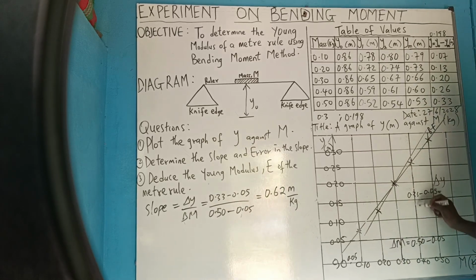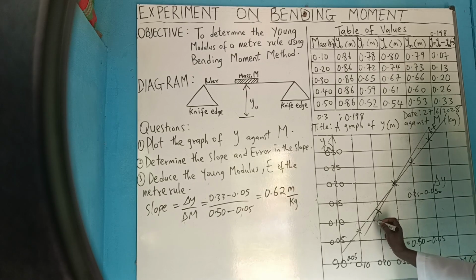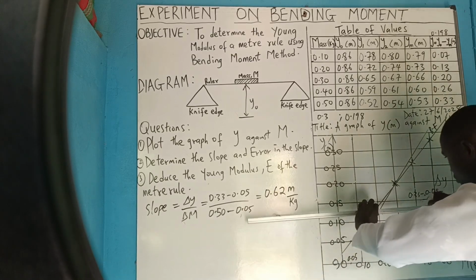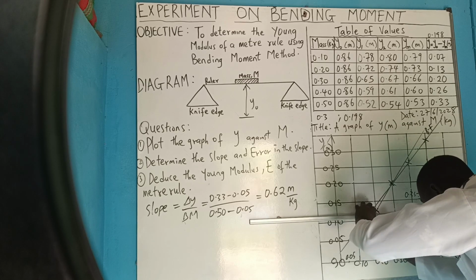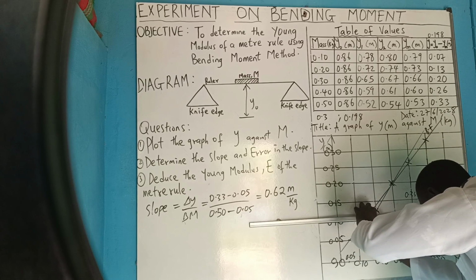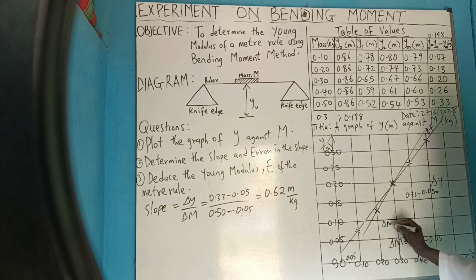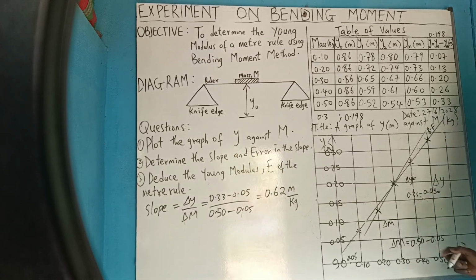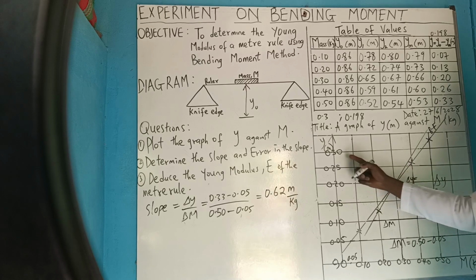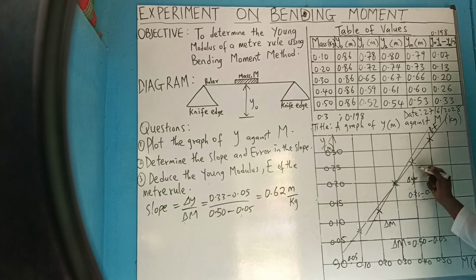I've drawn it to this point. I will also draw this one, to this point. This is changing m and this is changing y. Now for this one, in between this and this, you have 0.275.